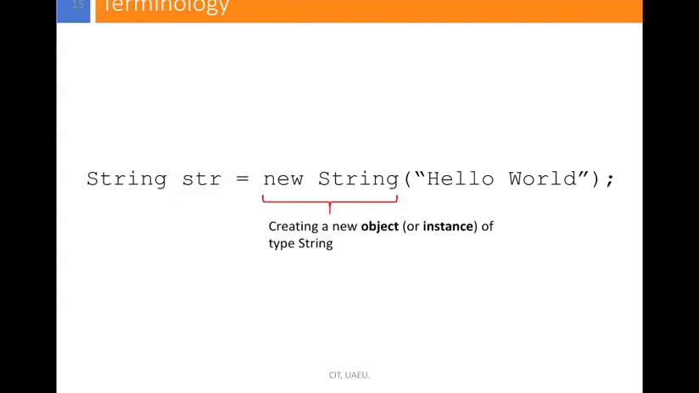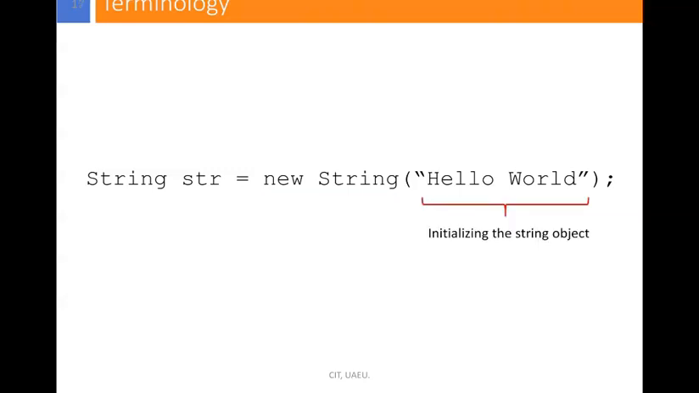Then equals, so this is an assignment operation. Here we're creating a new object, or sometimes we use the word instance, of type String. Between the parentheses, we're initializing that object, so this is the initial value that we're assigning to that variable. In this case, the string is hello world.